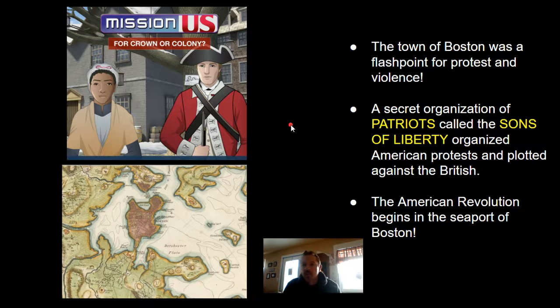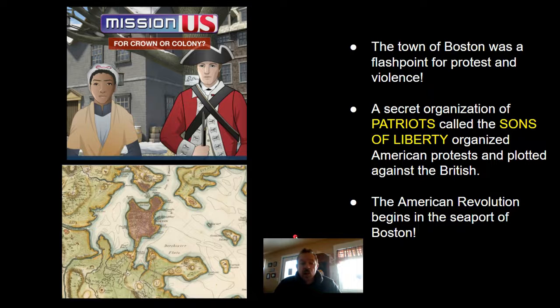So the town of Boston was a real flashpoint for protest and violence during the American Revolution. It's really the birthplace of the American Revolution. And in Boston, there was a secret organization of patriots called the Sons of Liberty. These are the people who organized American protests and plotted against the British. And actually, there were also Daughters of Liberty, groups of women who did the same thing. So the American Revolution begins in the seaport of Boston. I say seaport because here's a little map of Boston right here, located on a peninsula sticking out into Boston Harbor. And of course, over here would be the Atlantic Ocean.